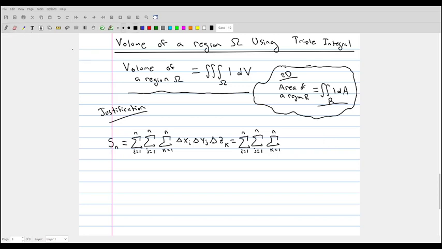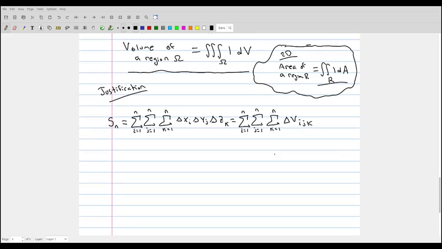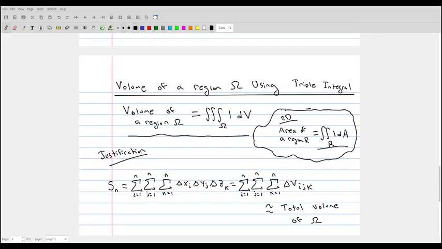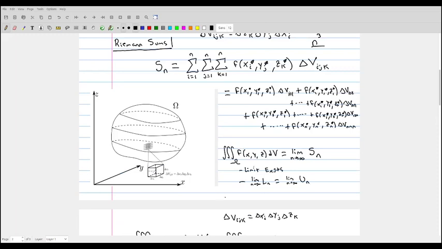So it's the sum of delta v ijk, which is approximately equal to the total volume of omega. If you go back to that picture that we looked at before, consider all of these rectangular prisms that form the partition, extending all the way over the entire region omega.